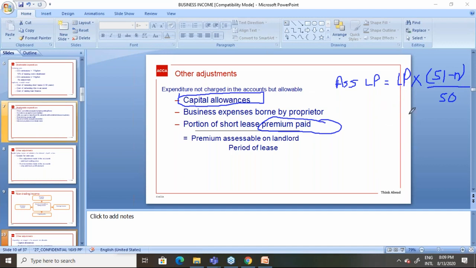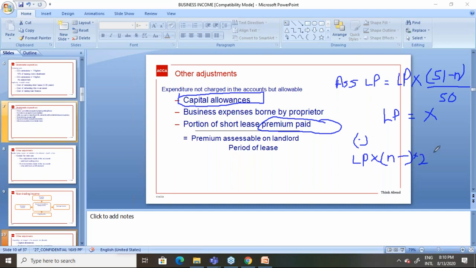The other method of calculating is you take the lease premium, and from that answer, you deduct lease premium times (n minus 1) times 2%.